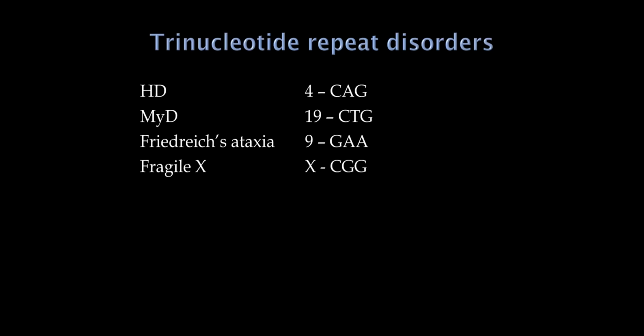So here's a summary of our trinucleotide repeat disorders. And these are the three we've talked about in the highest yield, I would say. So Huntington's, remember myotonic is chromosome 19, CTG repeats. Friedreich's is on chromosome 9 with GAA repeats.